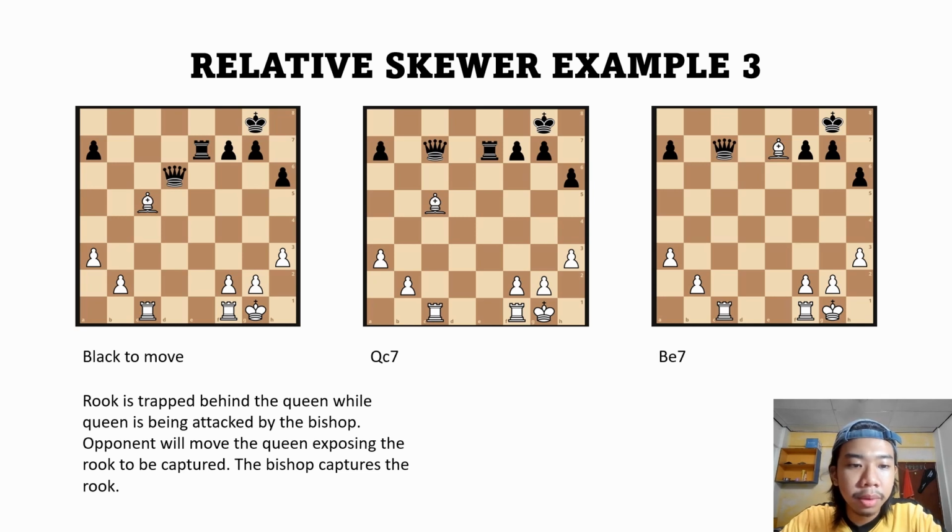This is the third example of the relative skewer. It is black's turn to move, and as you can see on the board, the rook is trapped behind the queen while the queen is being attacked by the white bishop. The queen cannot capture the white bishop as the white rook is protecting it, so the queen must move away while exposing the rook.